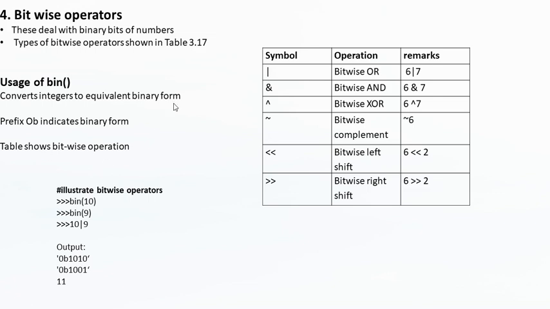There is one more built-in function in Python which we call bin. This function will convert an integer to its equivalent binary form. Whenever a number is represented in binary form, how do you identify it? It will have a prefix like this, 0 followed by a b. So see this example.